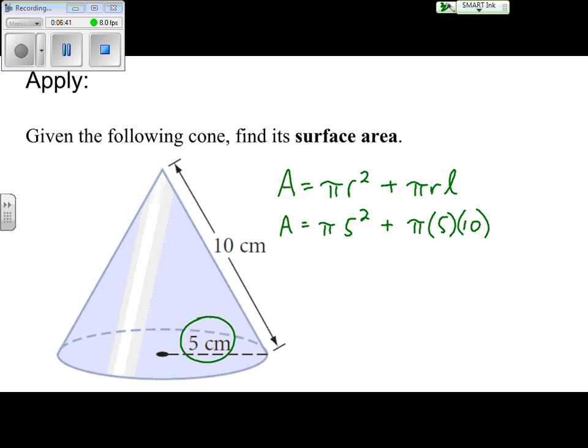So I end up with 25 pi for my first term, plus my second term, which will be 50 pi. Once again, like when we did the cylinder, both of these have pi's involved, so they're like terms. I can combine them, and that's 75 pi. Units was centimeters, so I would have centimeters squared. That's the exact answer. If we want to round that, of course, we can throw that in the calculator. We would use the pi button and not 3.14 because we don't want to round until we're at the very end, and then we could round that to 3 significant figures.